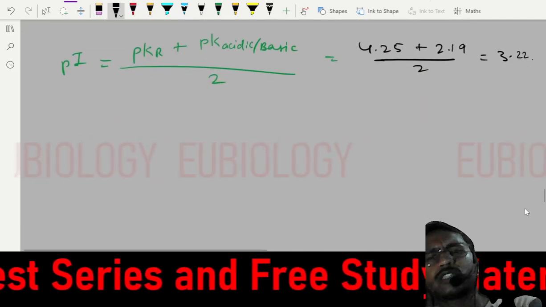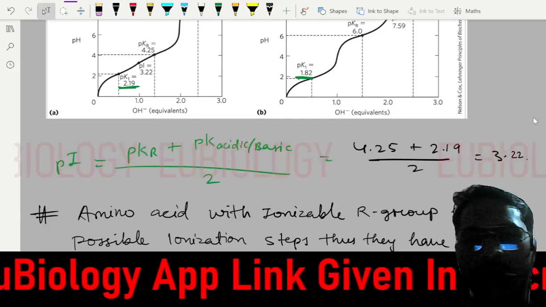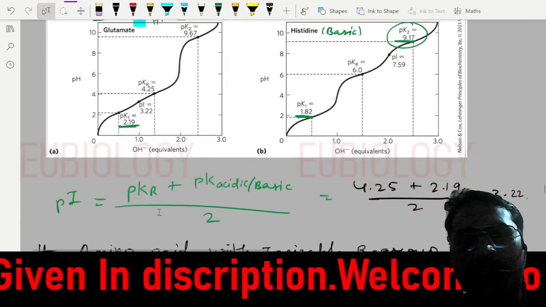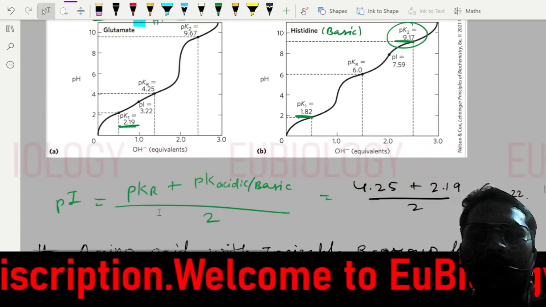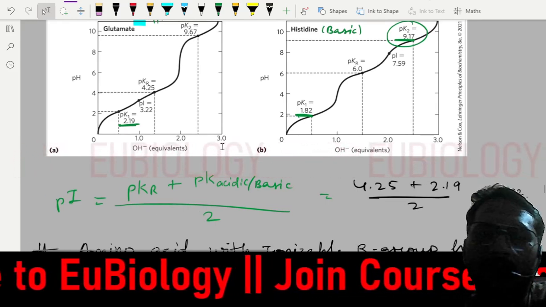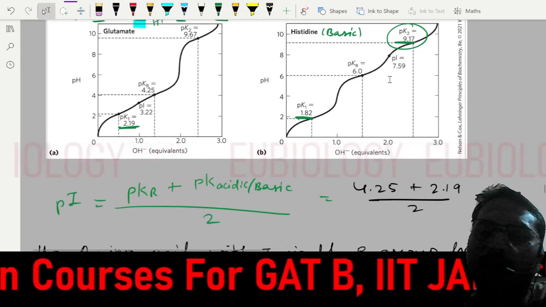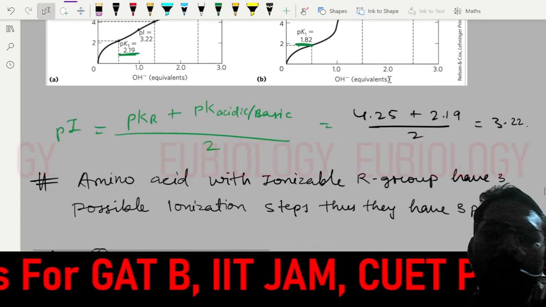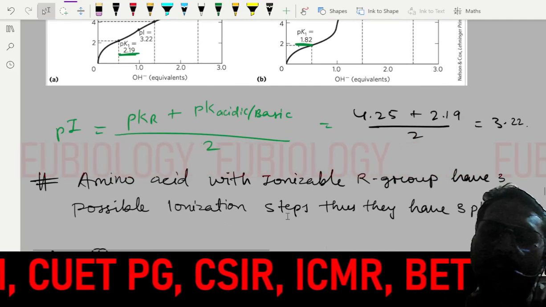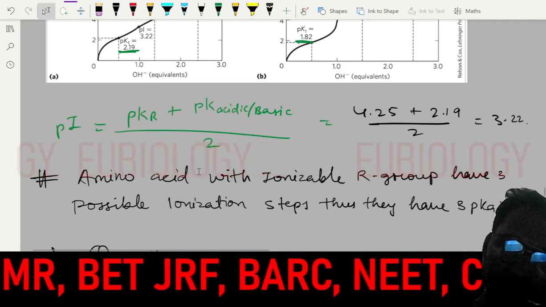Now we'll see some questions related to this, and then we'll wind up this topic. So this is the definition. You can remember it for the three pK values: pKr, pK1, pK2. pK1 you can indicate as pKa for acidic, pK2 as pKb for basic, and pKr because of the functional group. So an amino acid with an ionizable R group has three possible ionization steps, thus it has three pKa values. And how can you find the pI?